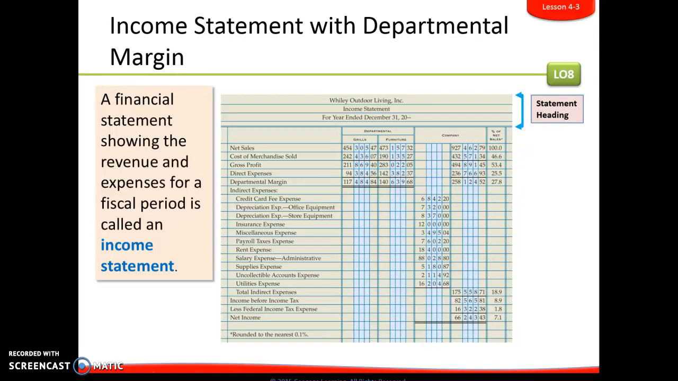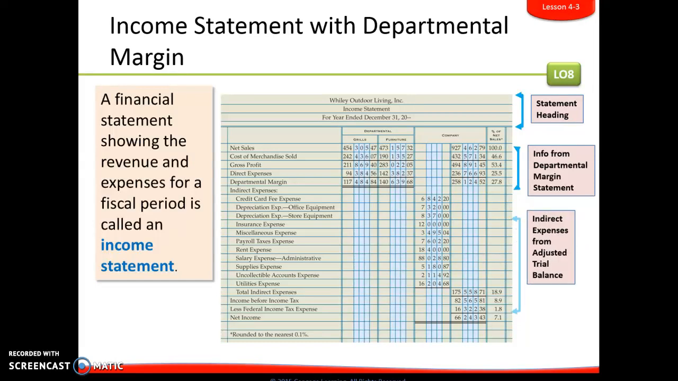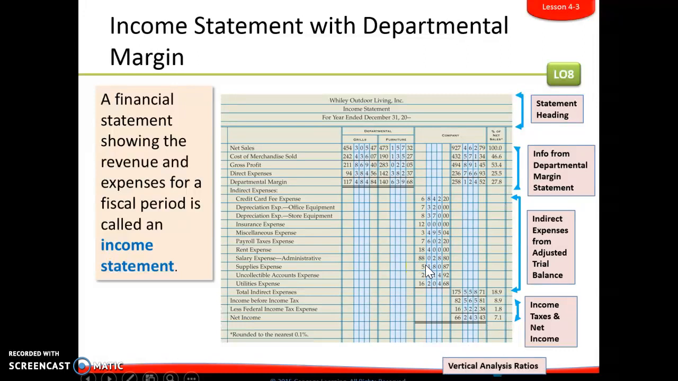We still have our statement heading, who, what, when. Here's where we're going to see our info from a departmental margin statement. Then we have our indirect expenses from our adjusted trial balance. And then we have our income taxes, and then our net income. We also see that we have vertical analysis ratios.